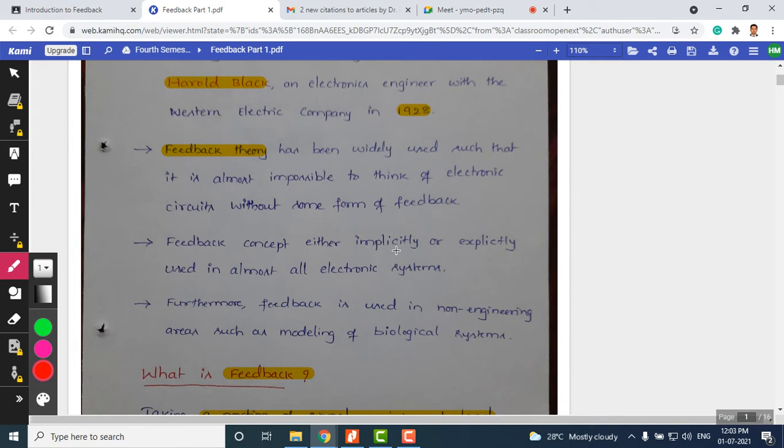The next point clarifies the same thing: the feedback concept is used, either implicitly or explicitly, in almost all electronic systems. You take any electronic system. We discussed a few amplifier circuits in module 2, especially the common source amplifier with the resistance called RS. This is a straightforward circuit which implements negative feedback in the common source amplifier. We also discussed merits and demerits of with feedback and without feedback. With feedback the gain will reduce, but at the same time there are many more advantages which we are going to discuss in this chapter.